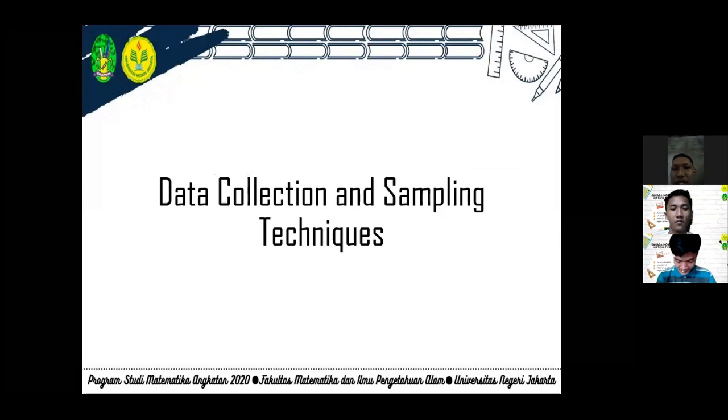Data collection and sampling techniques.